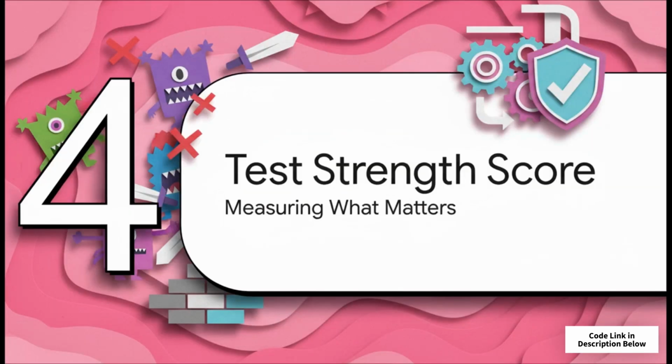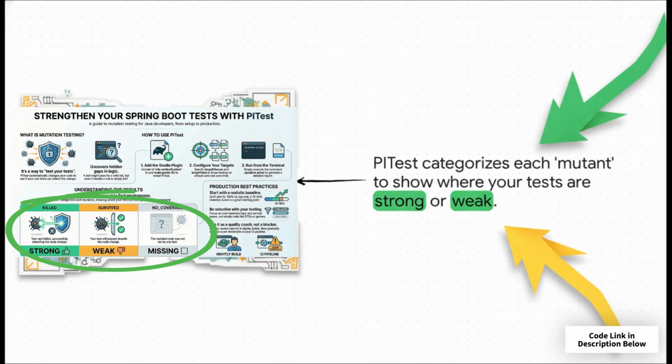Okay, so the tool has run, it's created all this chaos. Now what? How do we even measure the results? This is where we get a score that actually means something, a score that reflects the true strength of our test suite. You see, when PIT finishes its work, it generates this fantastic report that tells you exactly where your tests are strong and, more importantly, where they're weak. It all boils down to a few key outcomes that give you this crystal clear picture of your test quality.